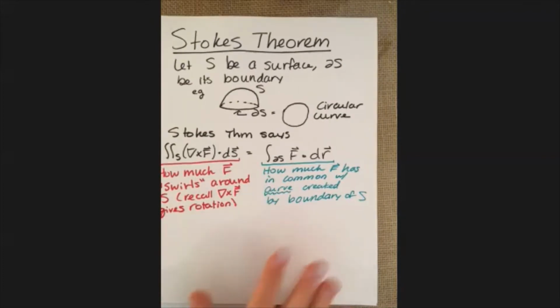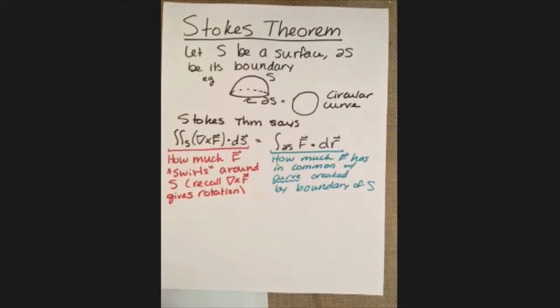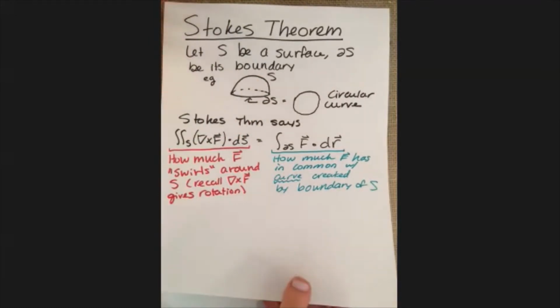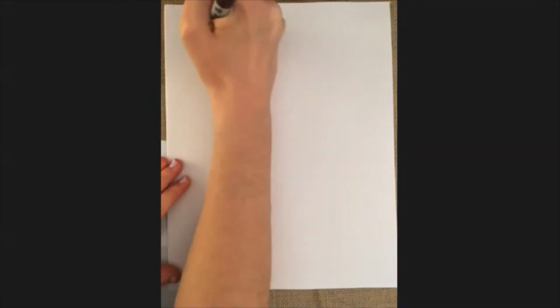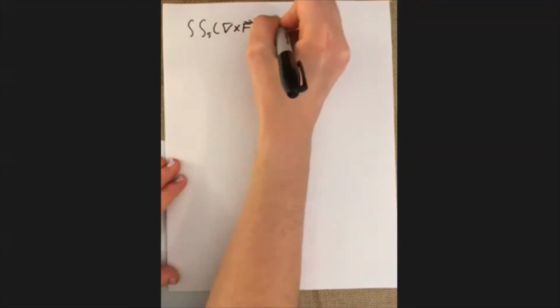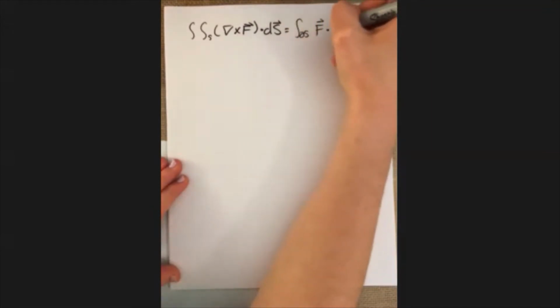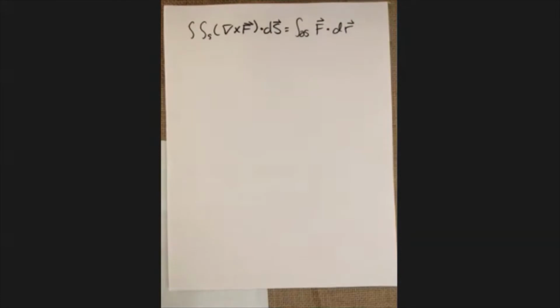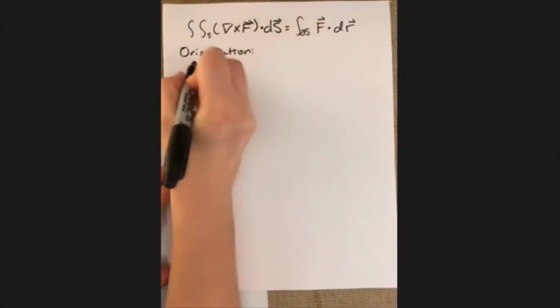All right, so now we do have to talk about orientation for each of these, but I'll have to grab a new page so we have enough space for that. So I'll write this down again. Double integral over S of the curl of F dot dS is equal to the integral over the boundary, and it's a line integral. So now for both of these, we need to keep track of orientation.